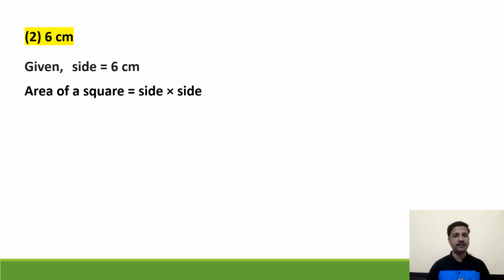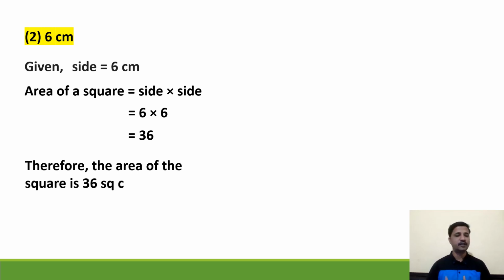Second, side is 6 meter. So given side 6 meter, our formula is area of square equals side multiply side. Side is 6 multiply 6, 6 sixes are 36. Therefore, the area of the square is 36 square centimeter. Okay, correct.